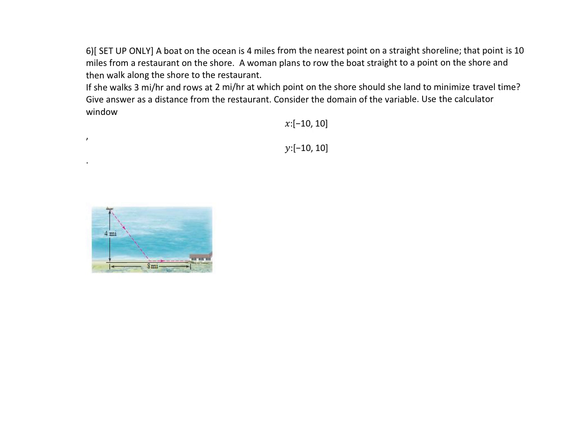A woman plans to row the boat straight to a point on the shore and then walk along the shore to the restaurant. If she walks 3 miles an hour and rows 2 miles an hour, at what point on the shore should she land to minimize her travel time? Give the answer as a distance from the restaurant and consider the domain of the variable. Use the calculator window. It's a standard window, -10 to 10 and -10 to 10.